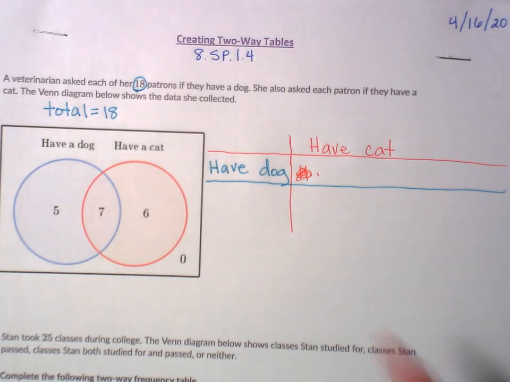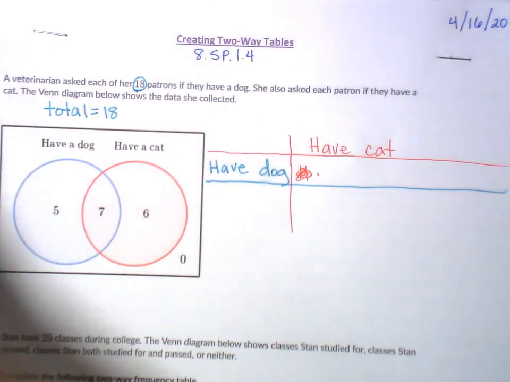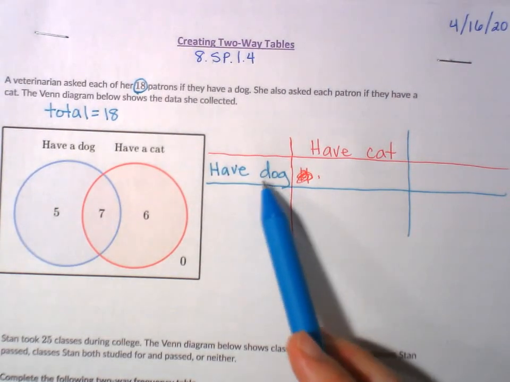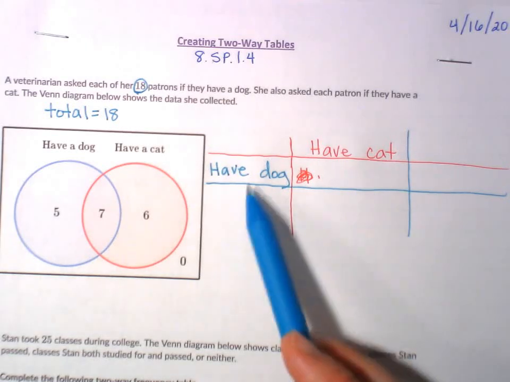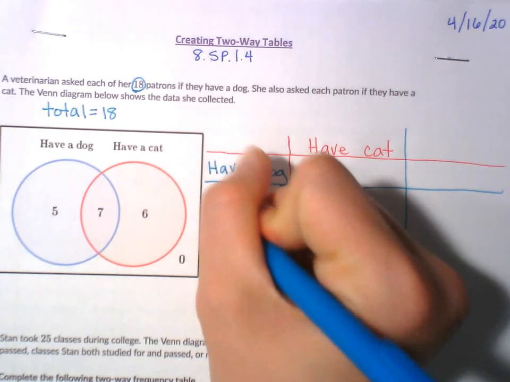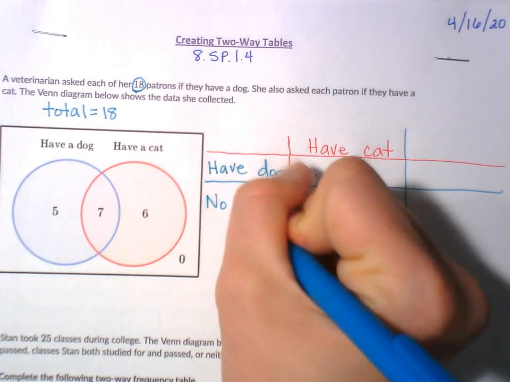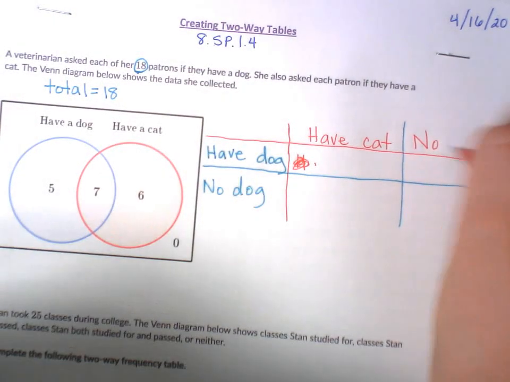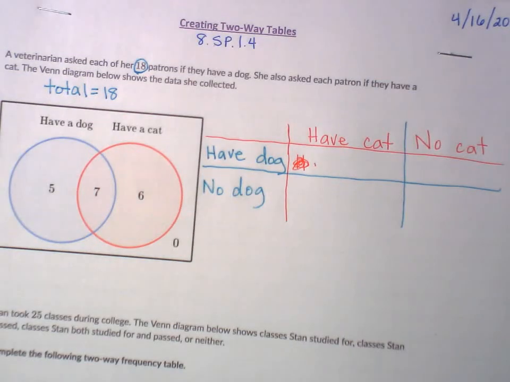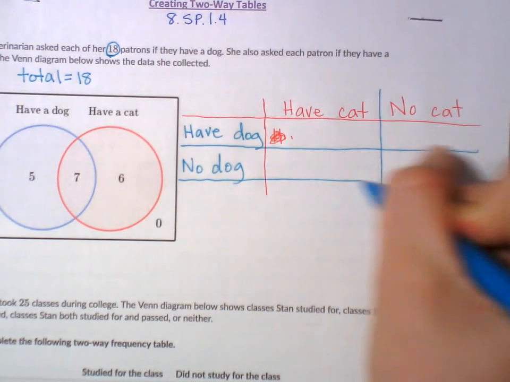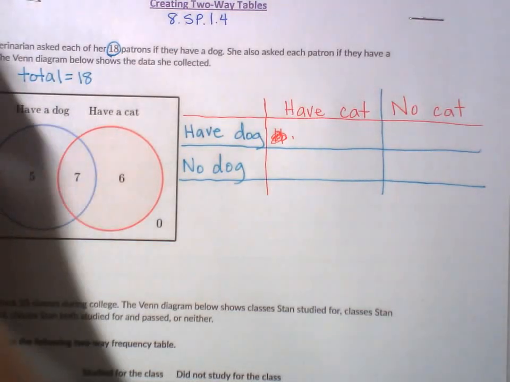All right. So in this column, right here where I have my mistake, that's for people that have both a dog and a cat. Okay? What if you don't have a dog? That's the other option. So don't have a dog or no dog. What if you don't have a cat? Okay, some of you guys might have both. Some of you guys might have a dog or a cat. Or some of you guys might have neither. I have neither personally.